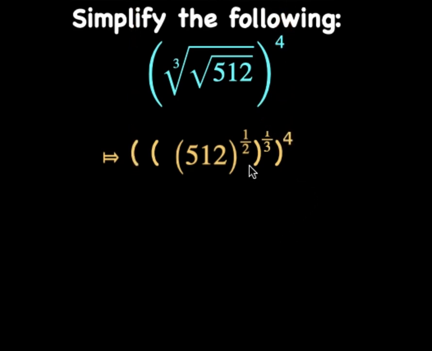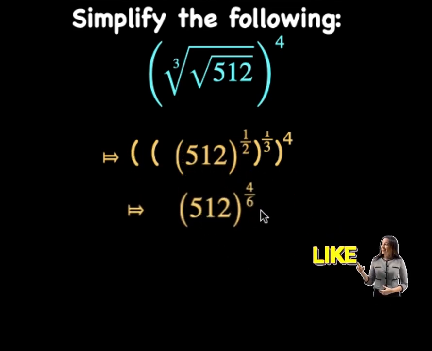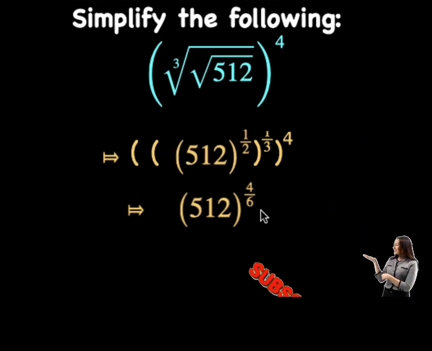Next step is to multiply the powers because this is a power of powers. 1 over 2 times 1 over 3 times 4 will give 4 over 6. That is 1 times 1 times 4, which is 4, and 2 times 3, which is 6. We have 512 raised to power 4 over 6.